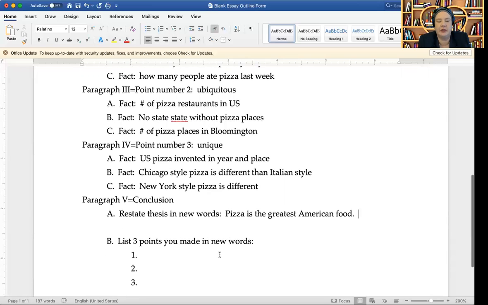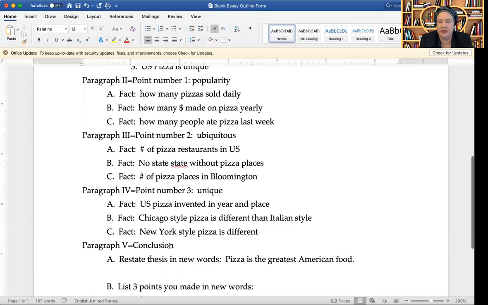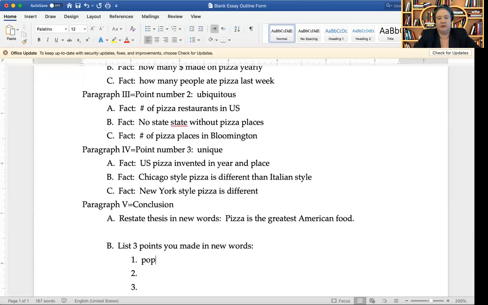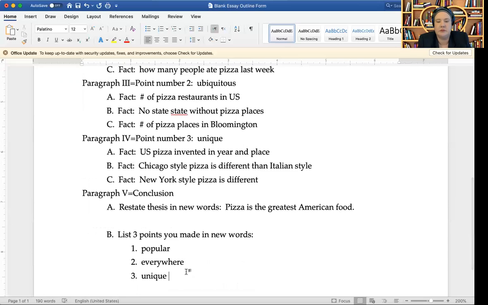Now, you're going to repeat your 3 main points. I know this seems repetitive, but you want it to be super clear, super obvious to anybody reading your paper that you have your thoughts clear and organized and you know where you're going with them. That these thoughts all come together, these specific facts knit together into a coherent whole to make a clear and specific main point. So you're going to repeat in new words, and I would just do it in the same order. Pizza in the US is extremely popular. Pizza in the US is everywhere, and US pizza is unique in the world.